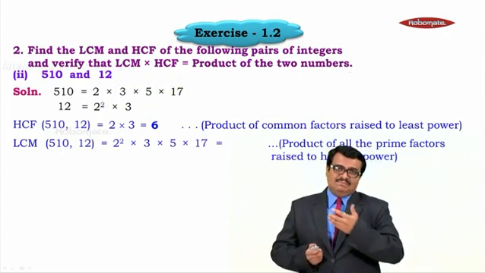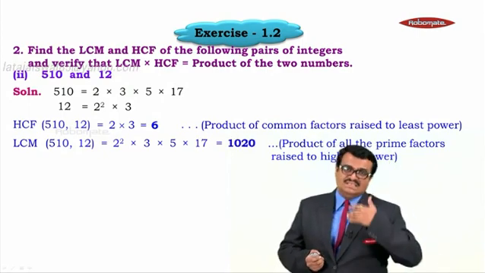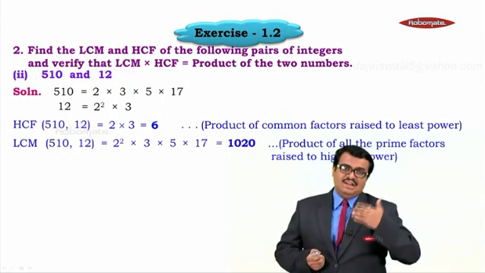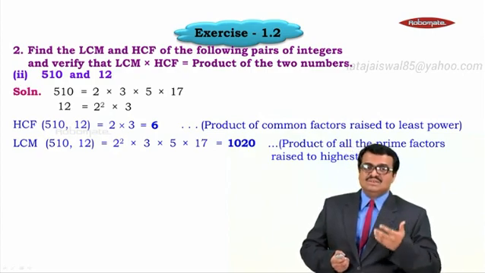Okay, and if you multiply all this, 2 square is 4, 3s are 12 into 5 into 17. If you multiply all these numbers, you will get 1020.